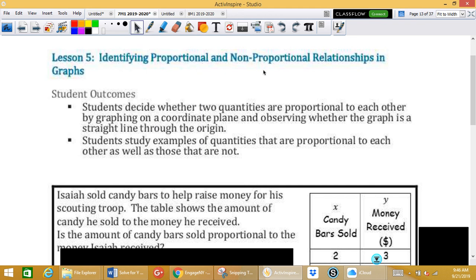Identifying proportional and non-proportional relationships in graphs. So again, we're going to look at seeing if we have a constant times our independent variable will give us our dependent variable, and we find that by doing y divided by x equals our constant k.